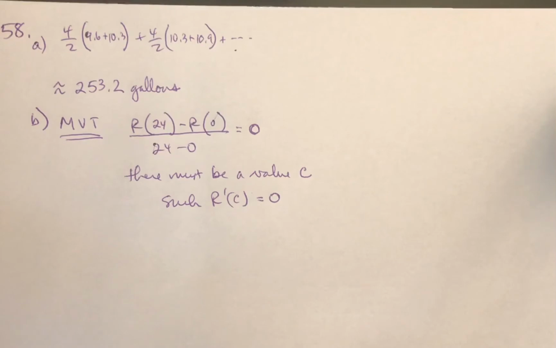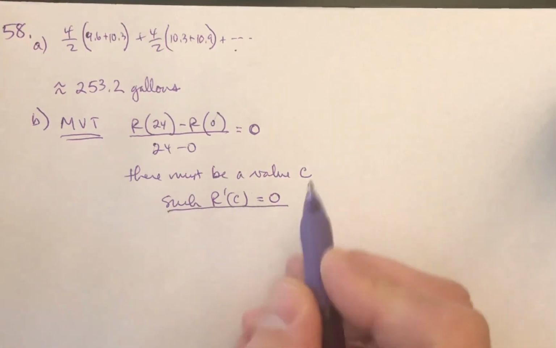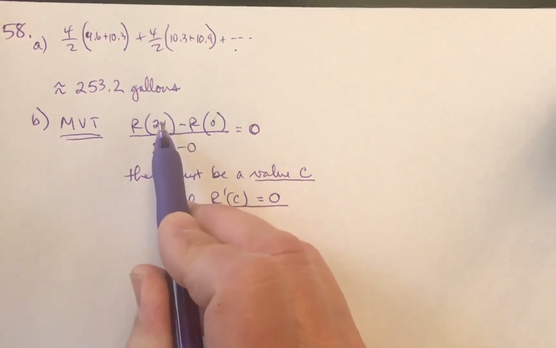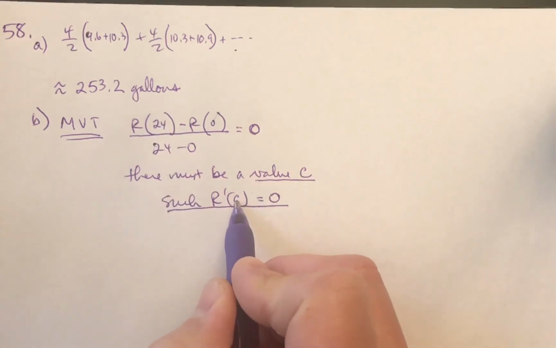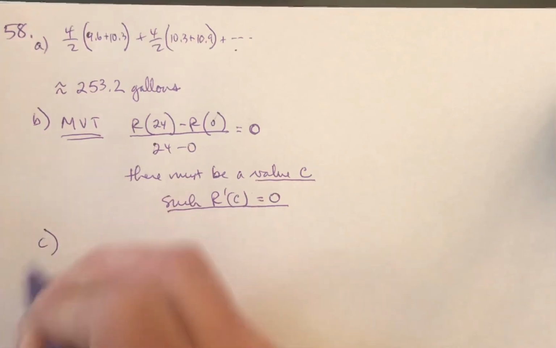So using the mean value theorem, we can be confident that there is a value on the interval from 0 to 24 where the derivative is equal to this average rate of change.